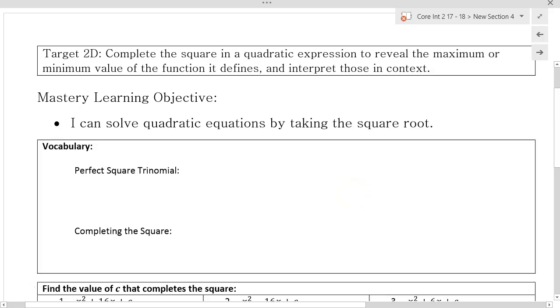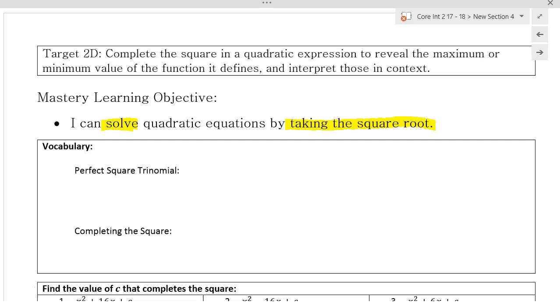Our target is to complete the square in a quadratic expression to reveal the maximum or minimum value of the function it defines, and interpret those in context. For our mastery learning objective, I can solve quadratic equations by taking the square root. So the important part of this is we're still solving, but this time instead of factoring, we're going to take the square root.